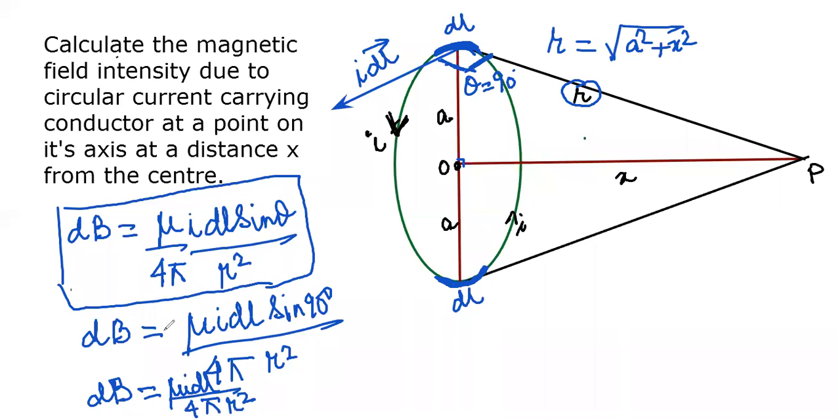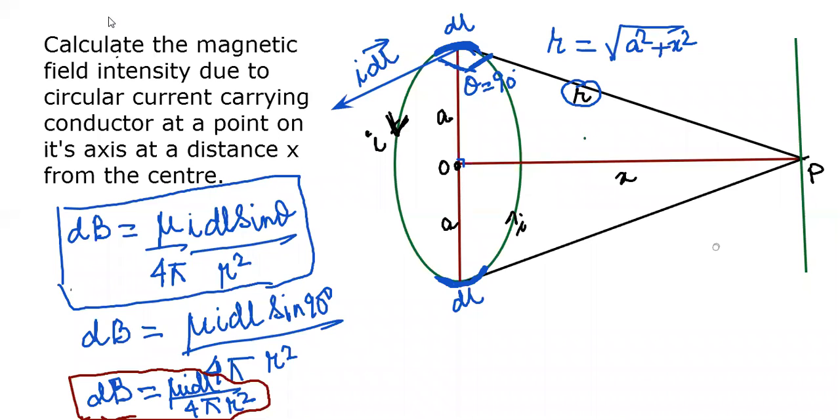So dB is equal to mu I dl by 4 pi r square. This is very, very important. We have got the expression of this dB, which is equal to mu I dl by 4 pi r square. Now let me come to another very important aspect: what should be the direction of the magnetic field. Let me consider this to be a line of reference over here, which is perpendicular to the axis.